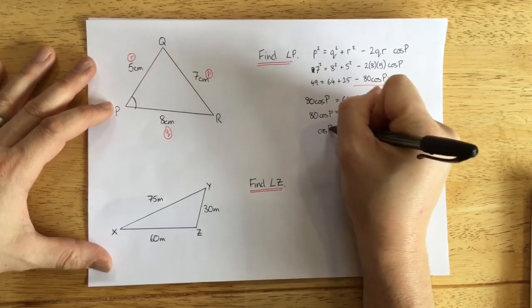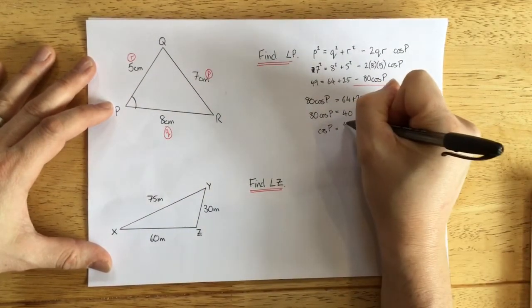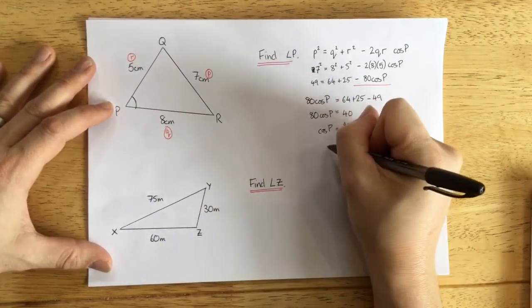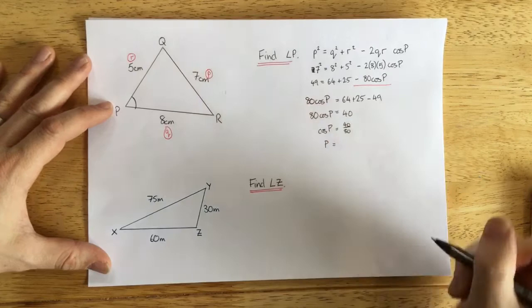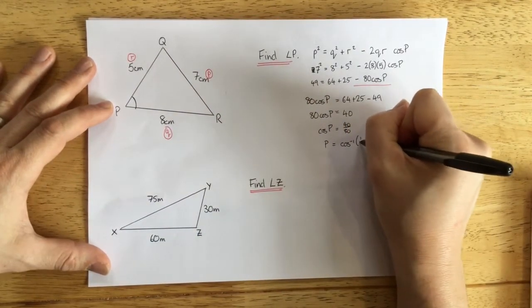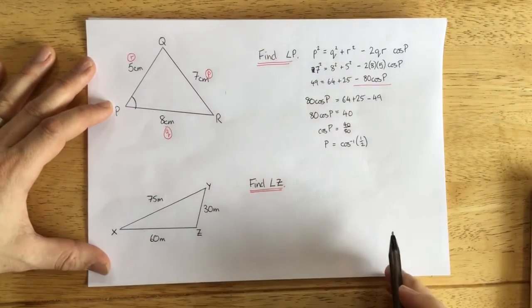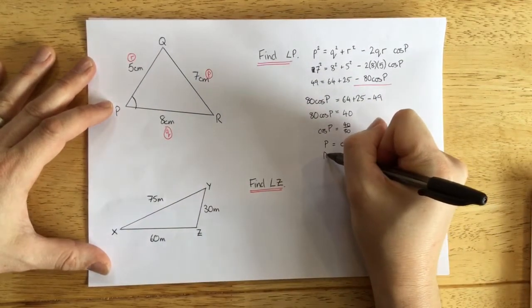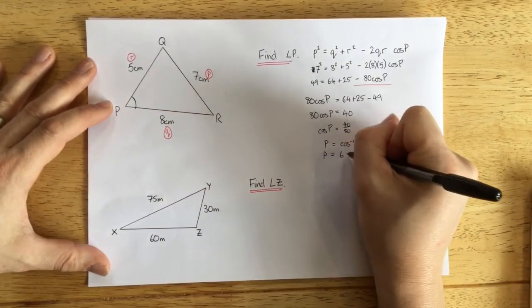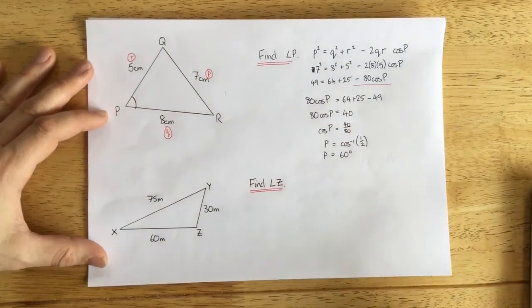Now, nearly there. We want to find what cosine p is. In this case, that's 40 divided by 80, or half. And just like normal trigonometry then, if we want to find what p is, we use the inverse cosine. I'm just going to write that as a half. 40/80 is 1/2. And so p, when we put that into our calculator, we get that p is 60 degrees.